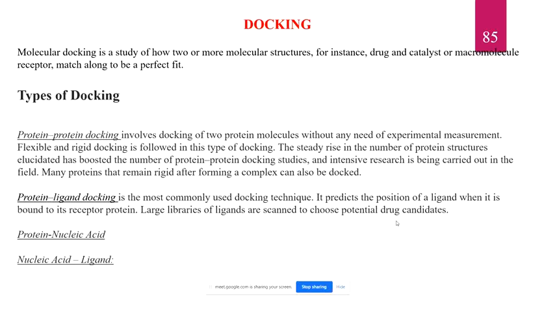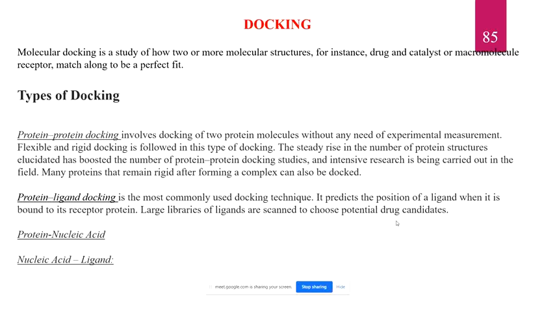Okay, and the steady rise in the number of protein structures elucidated has actually boosted the number of protein docking studies, and apart from it, the intensive research being carried out in this field also caters to this particular need. Now, there are actually many proteins that also remain rigid after forming a complex, and that can also be docked to these essential residues. Okay. So apart from protein docking, you also have protein ligand docking.